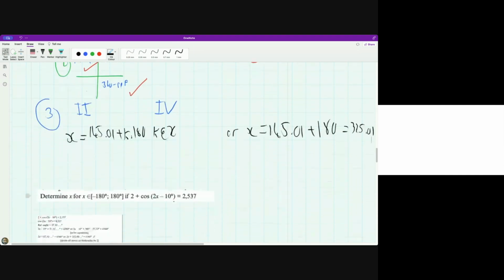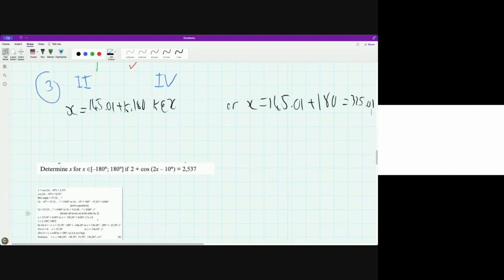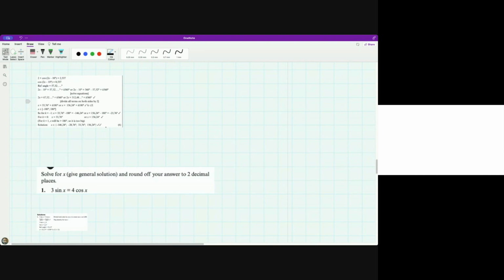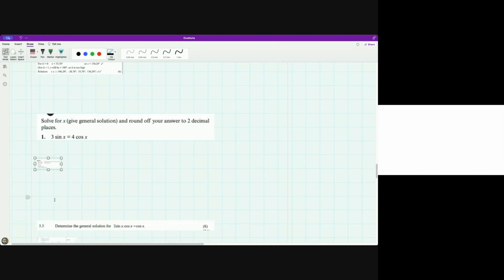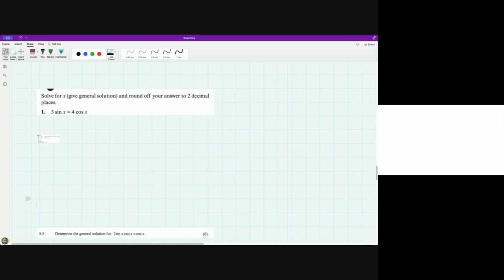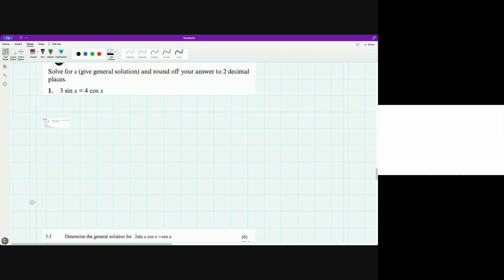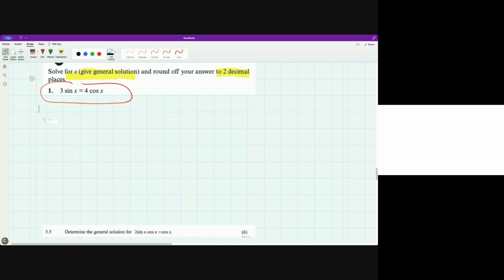Okay, let's move to a slightly harder equation. But before I get to that one, let's do this one. What makes a trig equation more difficult in a general solution question is that we sometimes have to do a little trick at the beginning to help us. So let's start with this. It says, find the general solution for this, round off to 2 decimal places. What makes this question hard? What makes this one hard compared to, say, the first one?